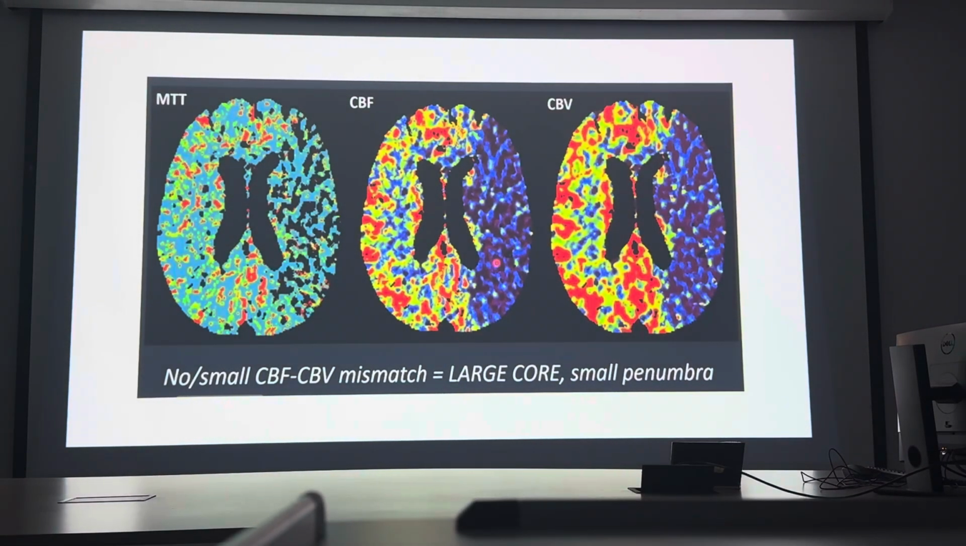This is another example of matching between the time, flow, and volume, and indicates a complete, very good match of CBF and volume, no mismatch and complete matching, which indicates a large ischemic core and presumably very tiny penumbra in this region.